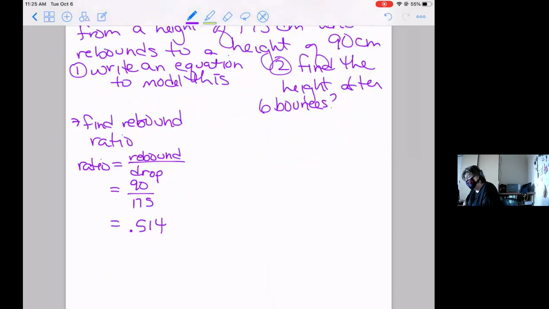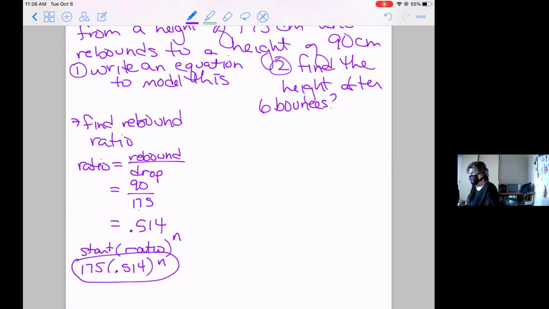Now, from this, I'm going to write my equation. Remember, it's the starting height times the ratio to the n. What's my starting height? It was 175 times my ratio 0.514 to the n. The n is the number of bounces, and that's going to be your variable. So there's my equation. Questions on how to find the equation? Please, please, please speak up.